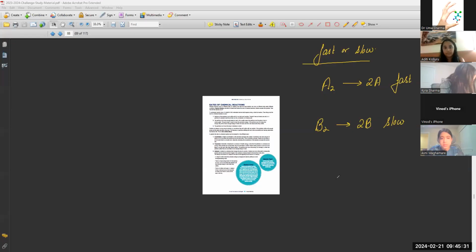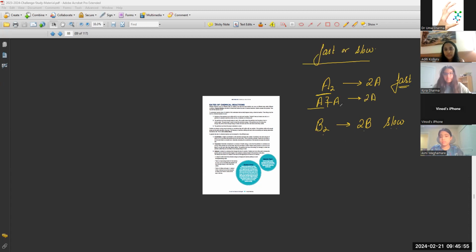So if I'm saying A2 is giving you 2A, it's a fast reaction. B2 giving you 2B is a slow reaction. What is happening in A2? What are you doing with A2? You are breaking the bond. See, you are breaking this bond and it is getting converted into 2A.